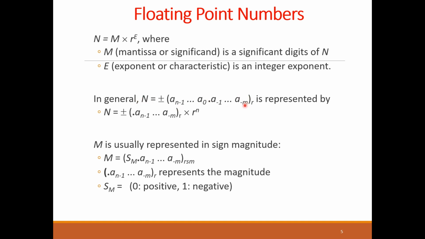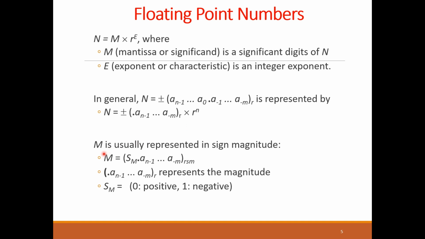Now, for a floating point number representation, we can move this radix point to the front. So now you are getting a n minus 1, and at the last a minus m. All n plus m bits are here after the radix point, and then it is multiplied by r to the power n. Because you moved the binary point or the radix point by n bits, you have to multiply it. The exponent will become n, r to the power n.